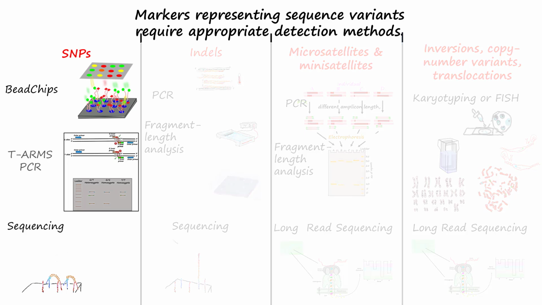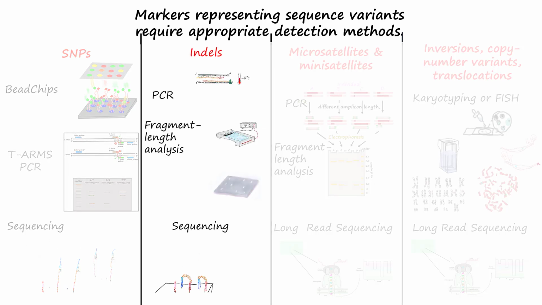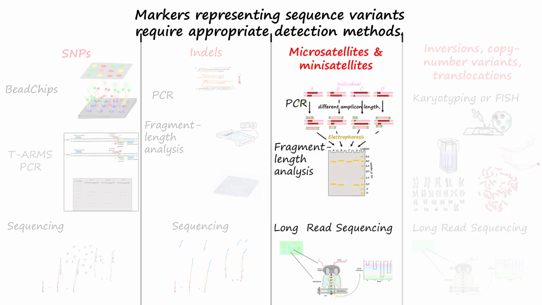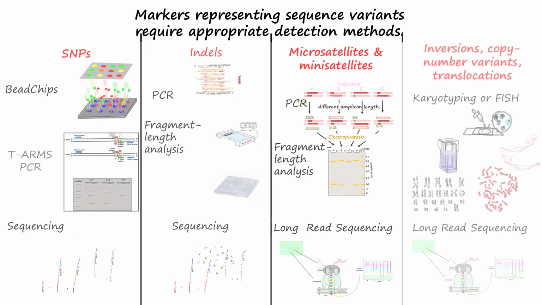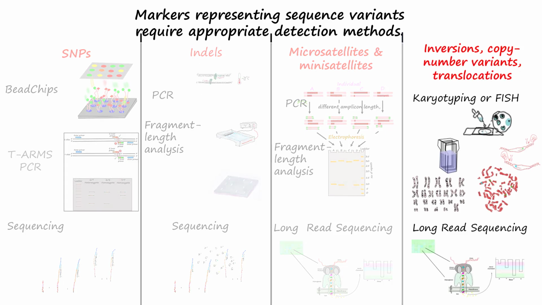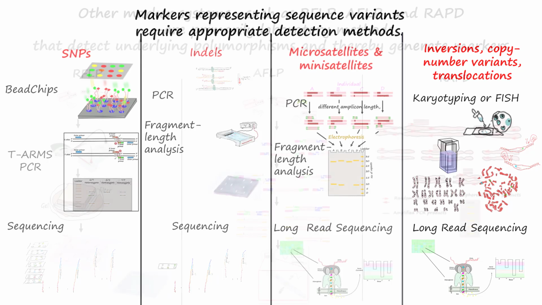SNPs are commonly identified by sequencing, allele-specific PCR, or SNP arrays, indels by PCR with fragment length analysis or sequencing, repeat-based markers by PCR and size separation, and larger structural variants by long-read sequencing, karyotyping, or FISH.